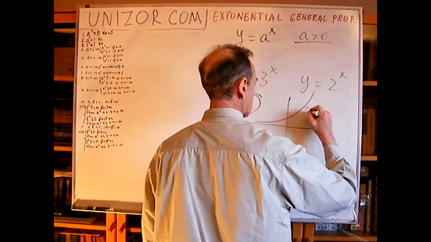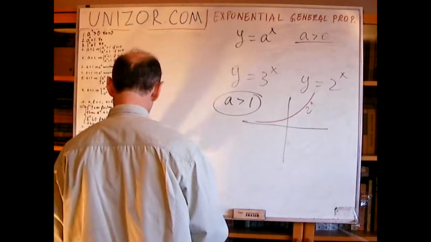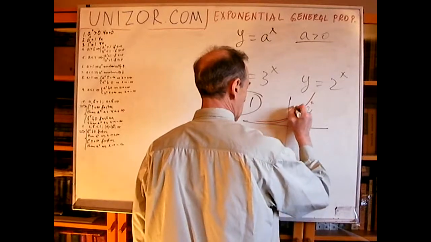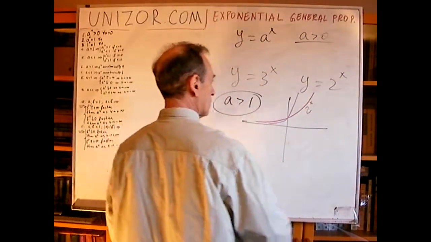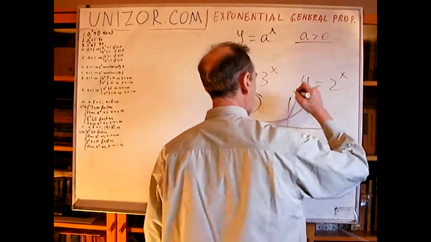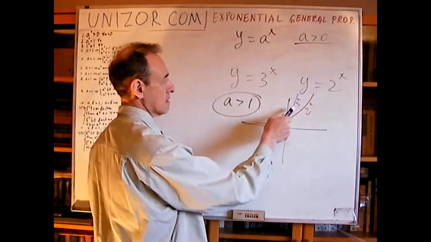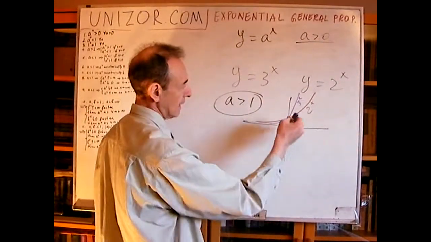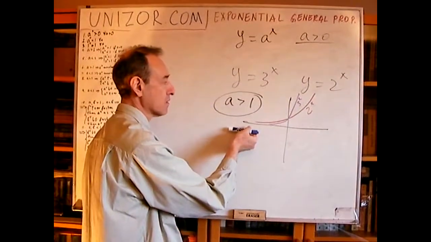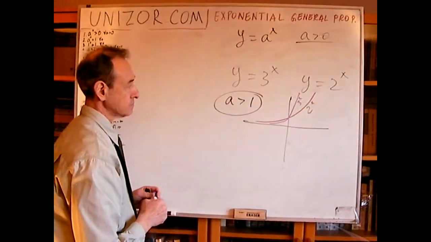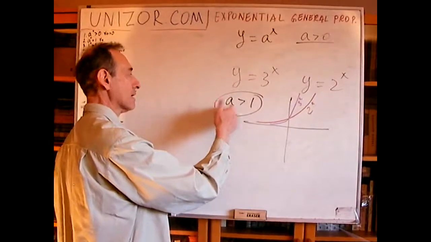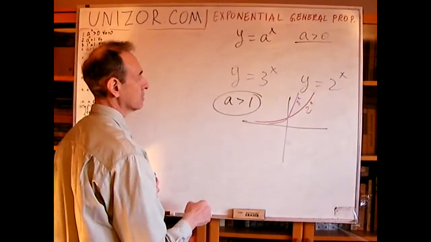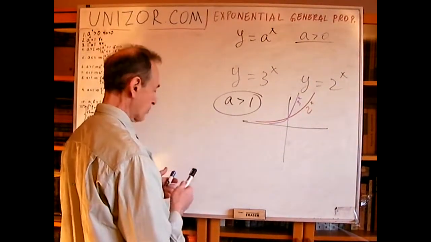This is 2 to the power of x. And this is 3 to the power of x. So, the bigger the base, the steeper it goes up to the right, and faster it goes to 0 to the left. Now, with a less than 1, we will have a similar kind of relationship, but we will talk about this later. So right now, let me prove the following.